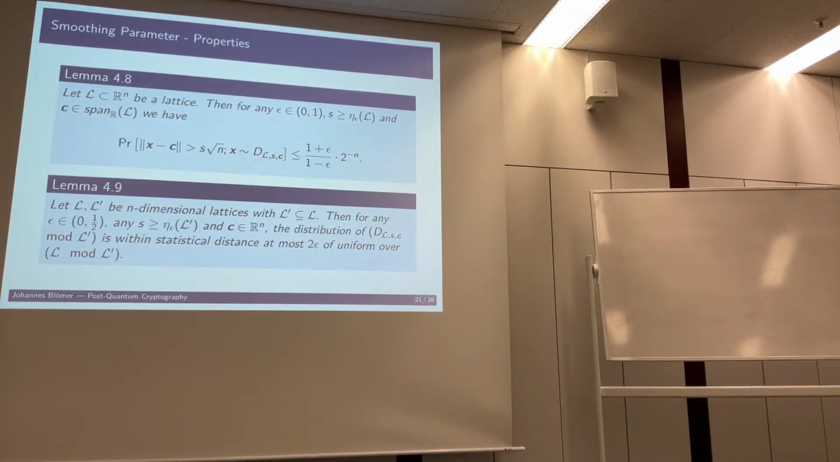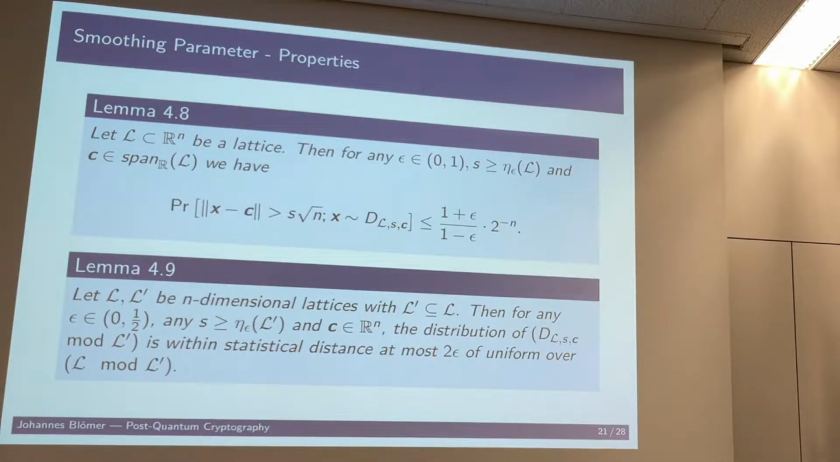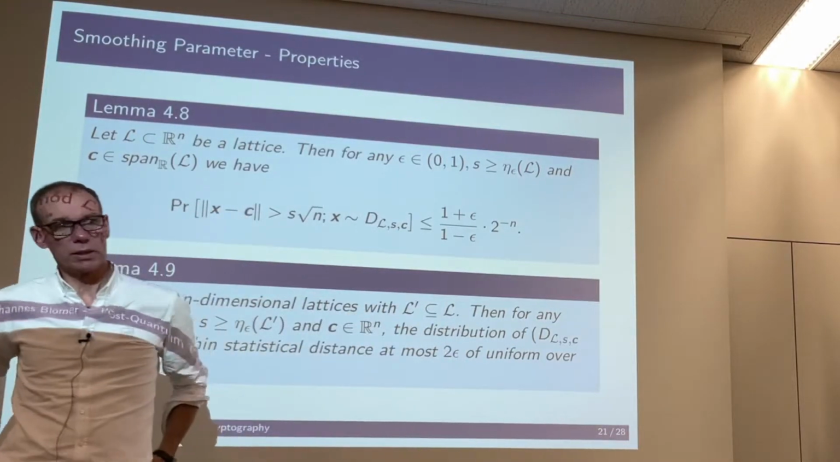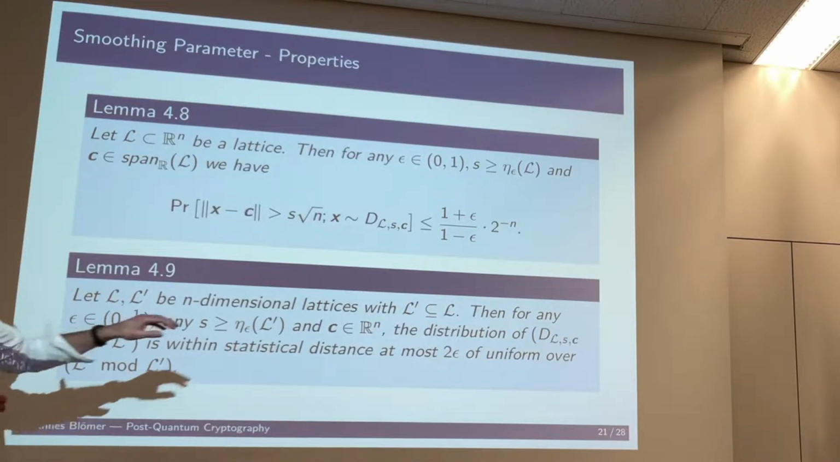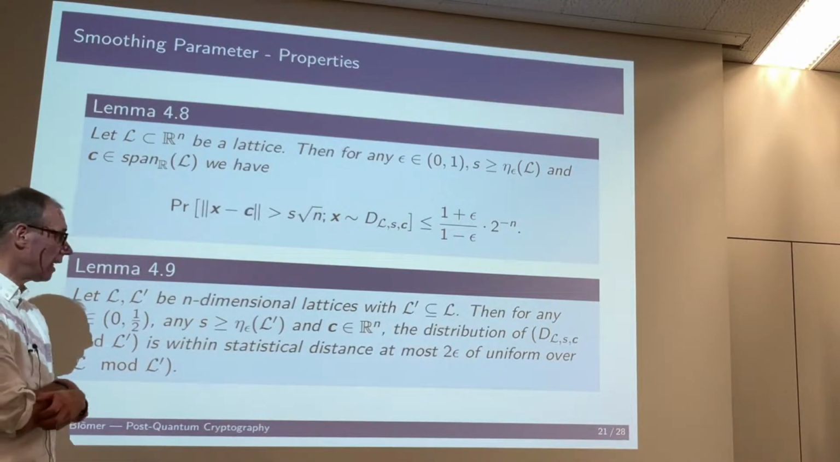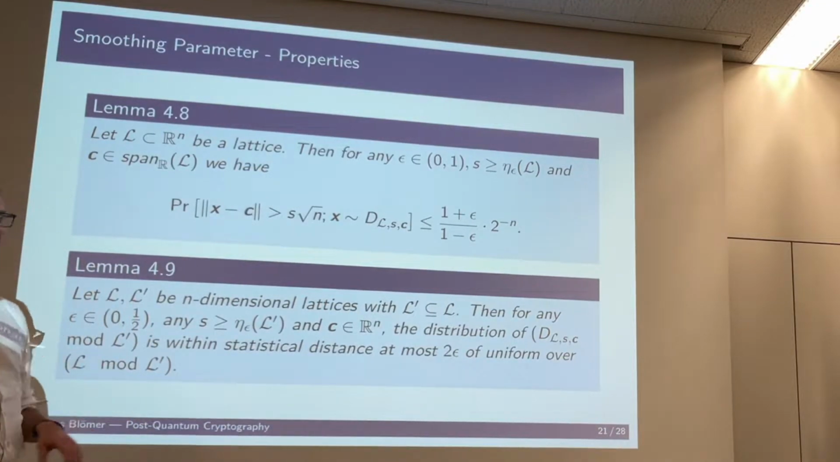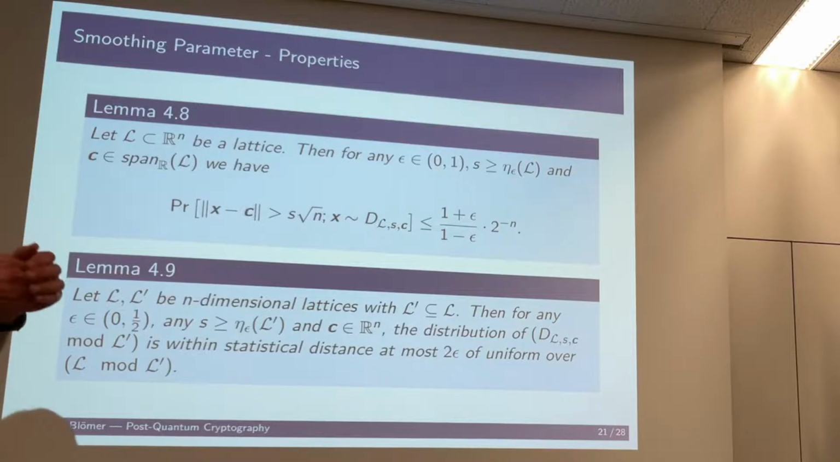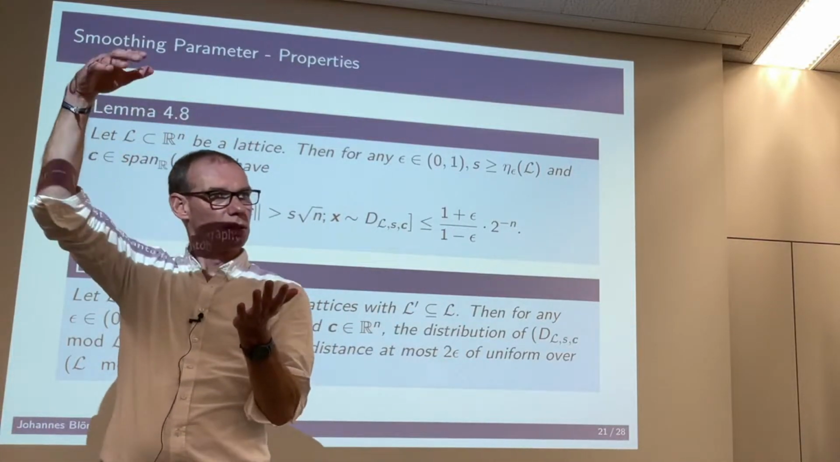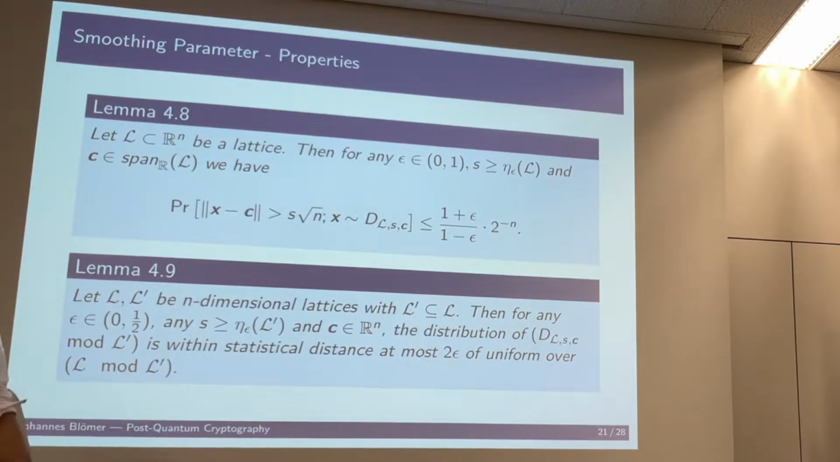Oops, here's another fact. Let L and L prime be n-dimensional lattices, with L prime being a sublattice of L. So it's a lattice itself, but it's a subset of L. And then for any epsilon between 0 and 1/2, and any s larger than the smoothing parameter of L prime, and every c, consider the distribution where I pick a point from the lattice according to this distribution, and then I do a mod L prime. Okay, so I take the division with remainder, but these are all additive subgroups, so there's mod. And L prime is a subgroup of L, so you take the quotient group. And then this distribution is almost the uniform distribution over this quotient group. Okay?